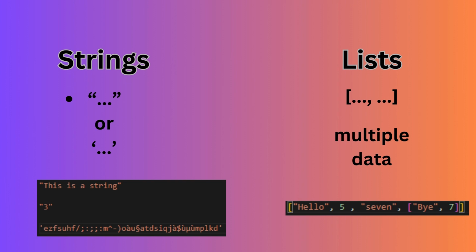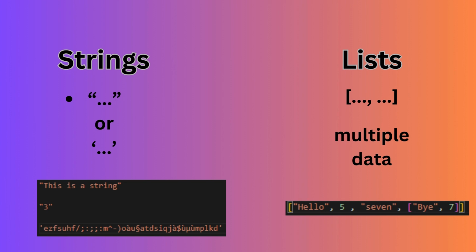Now, strings and lists. In the previous videos of this series, I already taught this, but I'm just going to cover it quickly. A string has double quotes or single quotes, and it's just an array with just one data type. Everything between these two symbols is a string. And yeah, that's it.